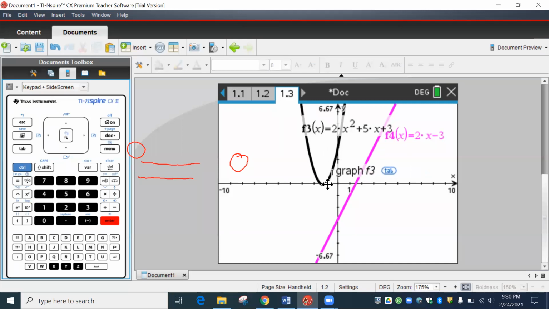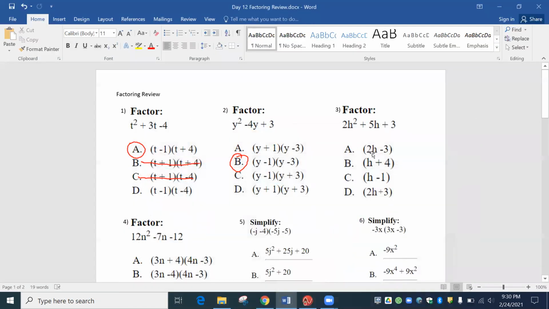So you can tell that this isn't crossing anywhere near where this 0 would be. And like I said, there's even a chance there could be 2 zeros right there. So it's definitely not this one. So we know it's not A.